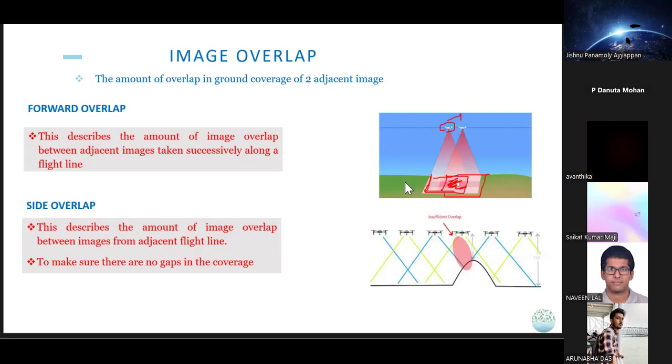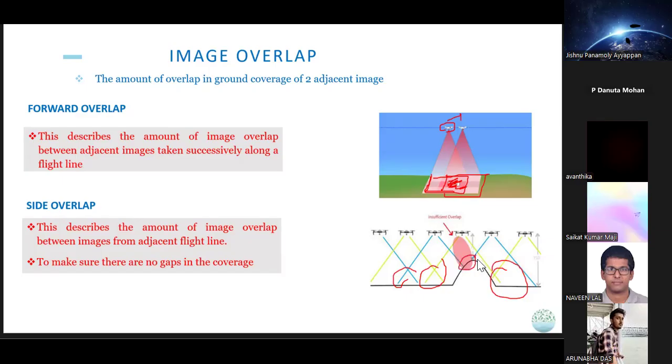Image overlap means that each drone photo covers part of the same area as the previous one. We do this intentionally, it is an intentional repetition of coverage so that we can make sure there is no gap in the data and every point on the ground has been covered. If you see the image on the downside, here there is an overlap, here there is an overlap, here there is an overlap. But if you see this red portion here, there is no overlap.